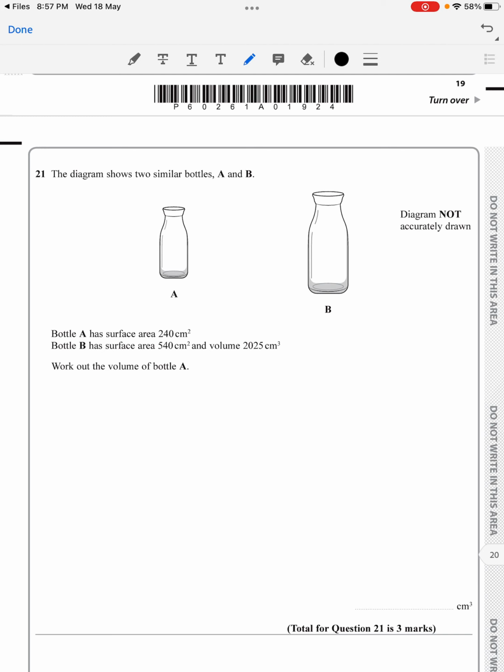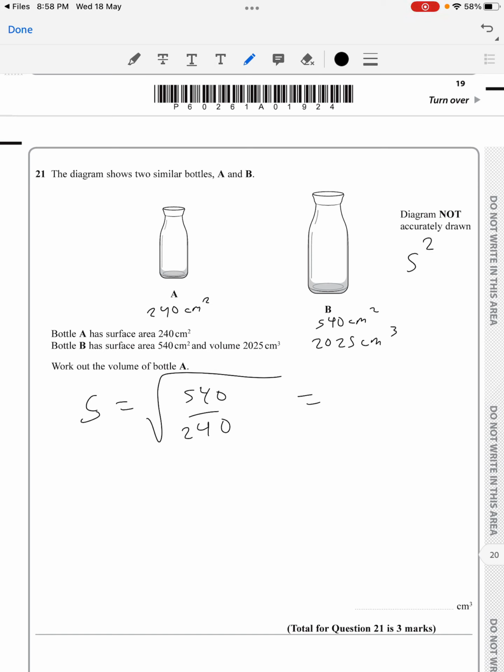It talks about bottle A, surface area 240 centimeters. Work out the volume of bottle A. Since we know the surface area is 240 centimeters square, and the surface area for B is 540 centimeters square, you have the volume of 2025 centimeters cubed. We can find the scale factor relationship in this form. Looking at the surface area, the scale factor is going to be the square root of the two areas divided, so indirectly you're dividing both areas together.